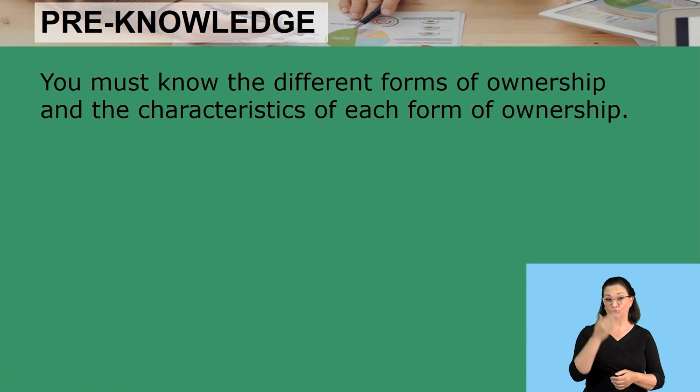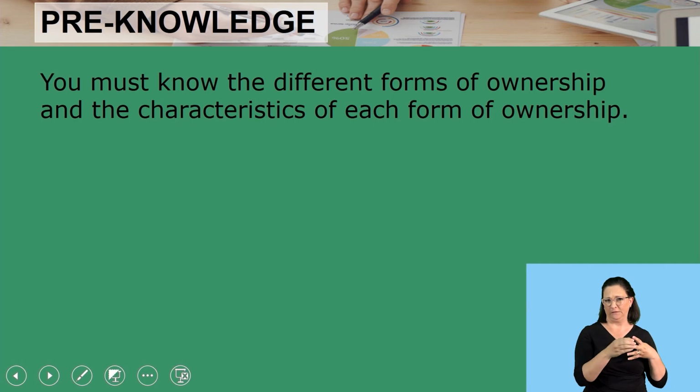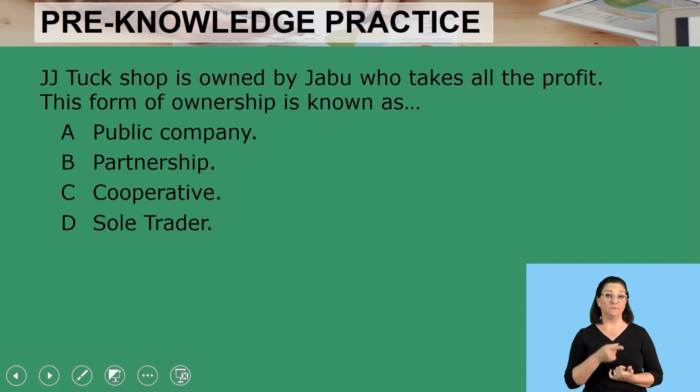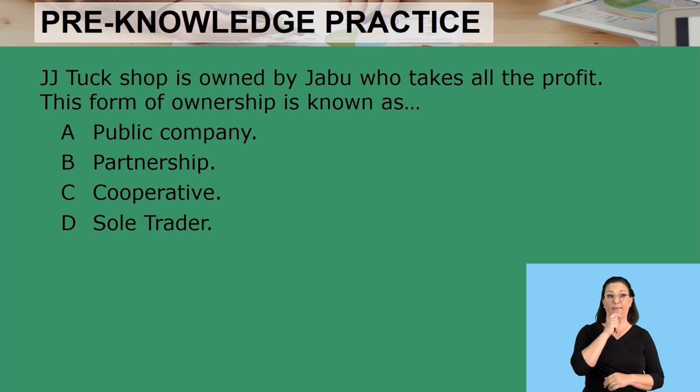Now, pre-knowledge: you must know the different forms of ownership and the characteristics of each form of ownership. And to test that, we have a pre-knowledge practice. JJ Tech Shop is owned by Jabu, who takes all the profit. This form of ownership is known as public company, partnership, cooperative, or sole trader.